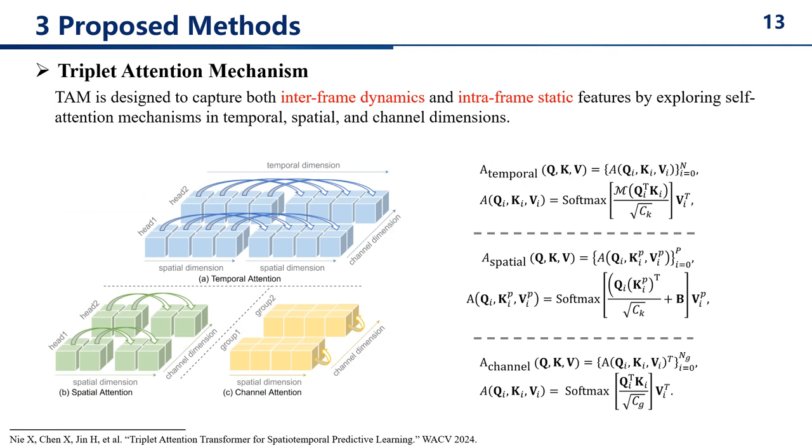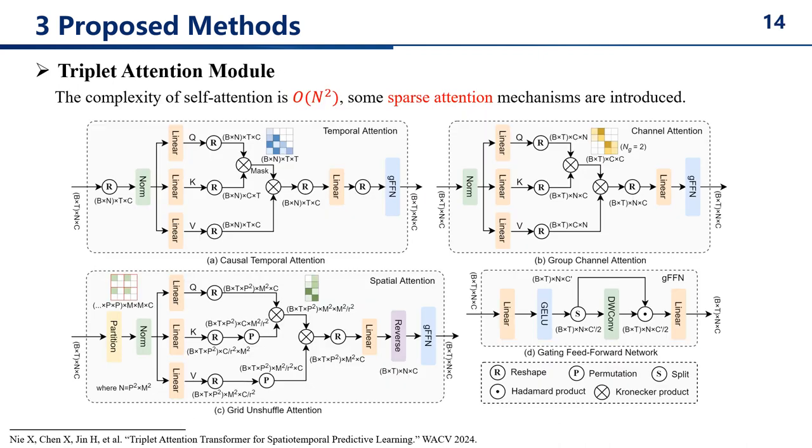The triplet attention mechanism is designed to capture both inter-frame dynamics and intra-frame static features by exploring self-attention mechanisms in temporal, spatial, and channel dimensions. The computational complexity of global self-attention is quadratic in the number of tokens, so some spatial attention mechanisms are introduced.